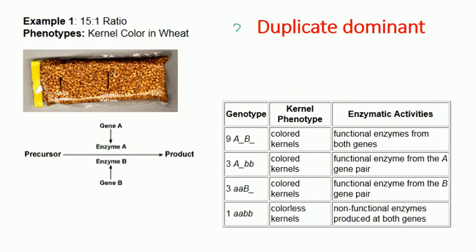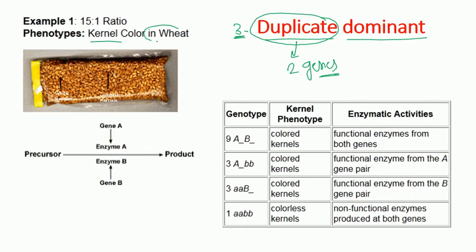Let's move to the third type of epistatic event. This is called duplicate dominant epistasis. Why duplicate? Because this is a type of dominant epistasis where 2 genes are acting as an epistatic gene. Okay, so let's look at the scenario. This is the example of kernel color in wheat.